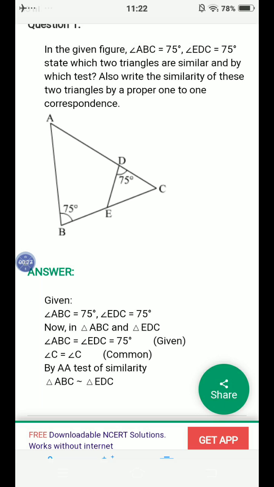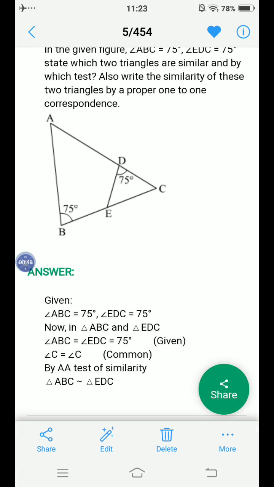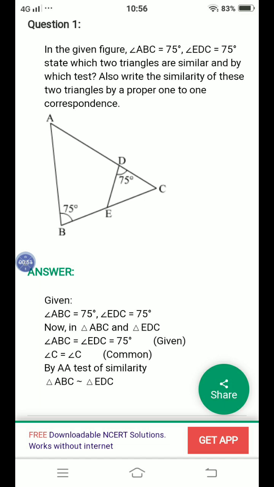So the tests are: the AAA test for similarity, in which three angles of two triangles are congruent to each other. Next is the AA test for similarity of triangles, in which two angles of a triangle are congruent to two angles of the other. Then is the SSS test for similarity of triangles, in which all three sides of two triangles are proportional to each other. And then the next test is the SAS test of similarity of triangles, in which two sides and the included angle of the two triangles are congruent to each other.